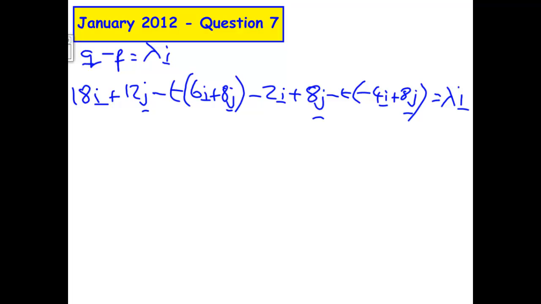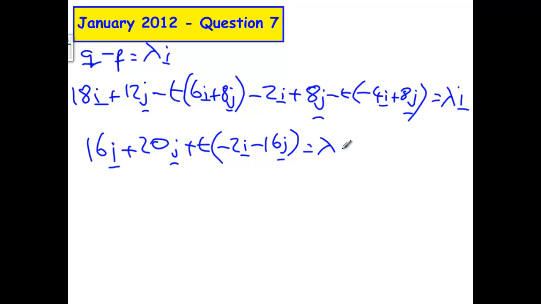lambda i. Now if I was to expand these brackets and then simplify this whole expression down, I would eventually get to 16i plus 20j plus t times minus 2i minus 16j, and that is equal to lambda i. So that is my expression for P to Q. That's how I get from P to Q.